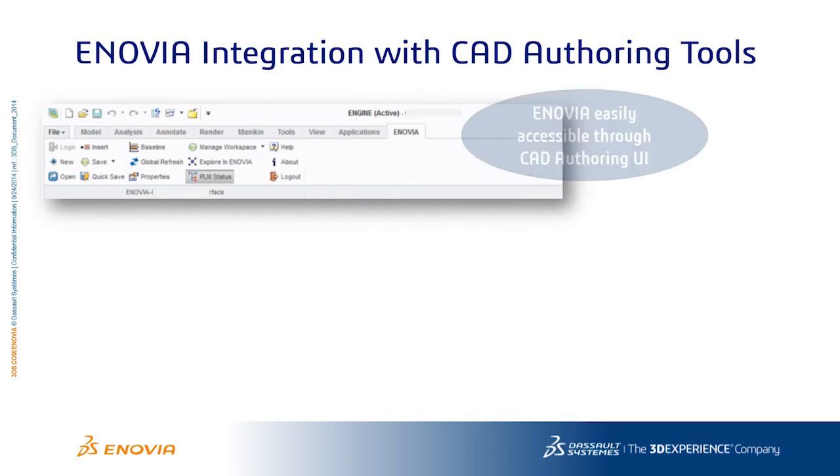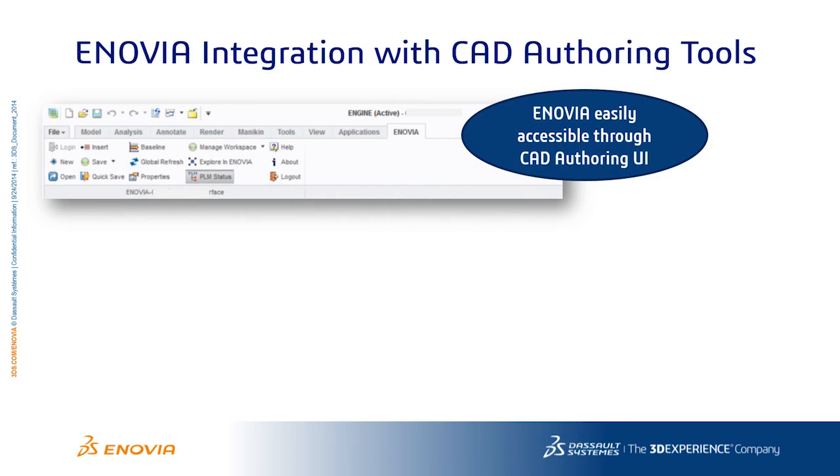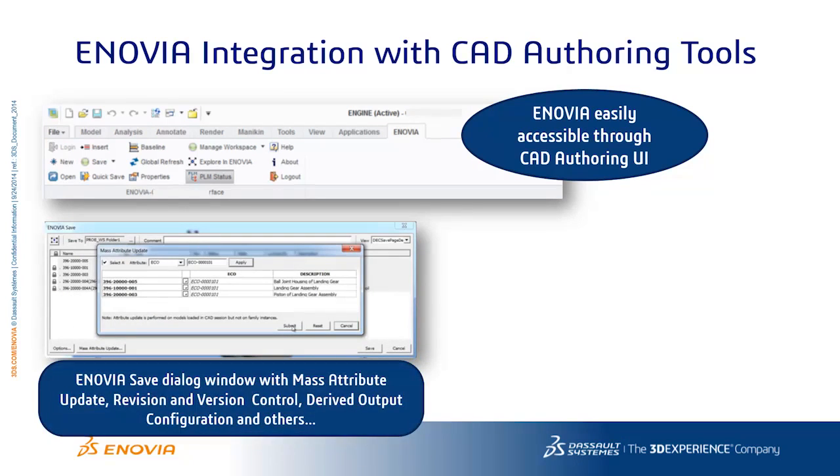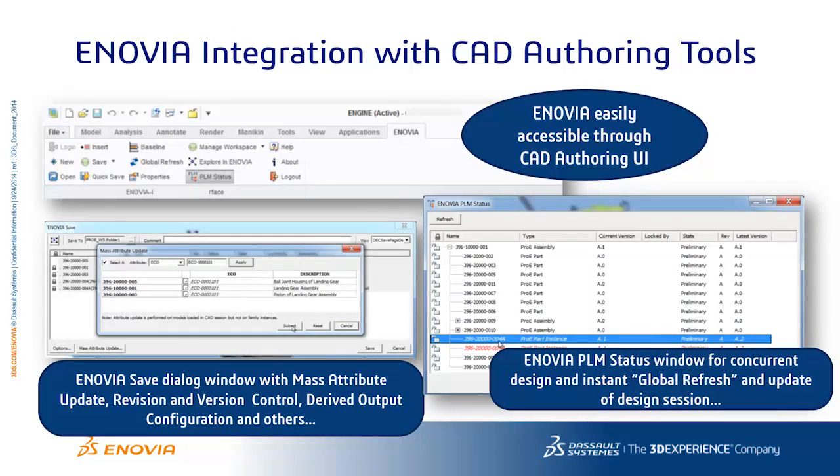Now, it is important to note that the Enovia tools are very tightly integrated with the CAD authoring tools. In fact, these screens show accessing Enovia through the CAD tools in such a way that it is unobtrusive to the CAD designer. Enovia is easily accessible through the native CAD authoring user interface. Functions such as save, revise, update, revision and version and so forth are available directly from the CAD authoring package. These functions have minimal impact on the designer's work and maximum value for the company.